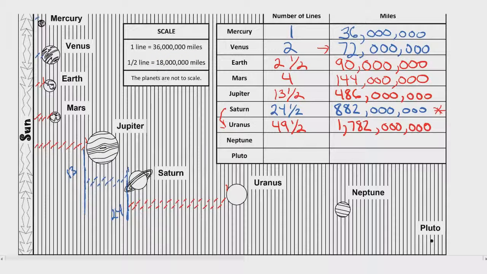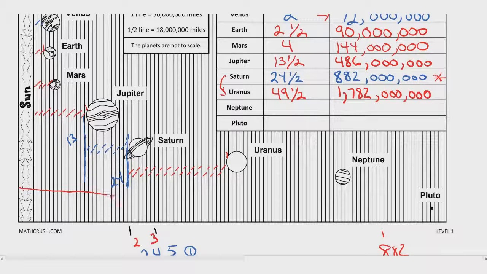Let's move to Neptune. Again, I'm not going to start from the sun and start counting all the way out here and waste my time. I already know right here, this line right here is 49.